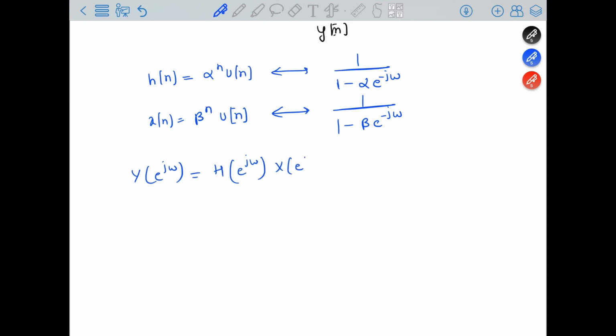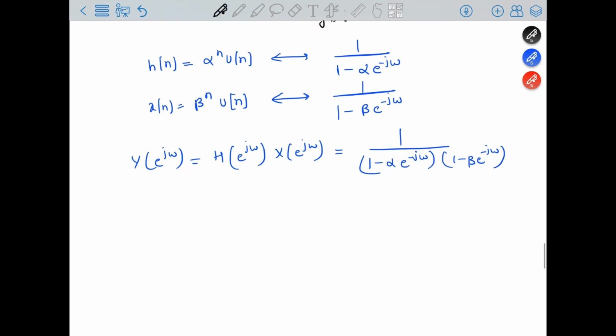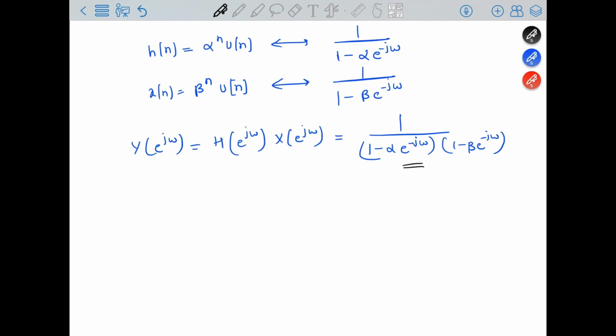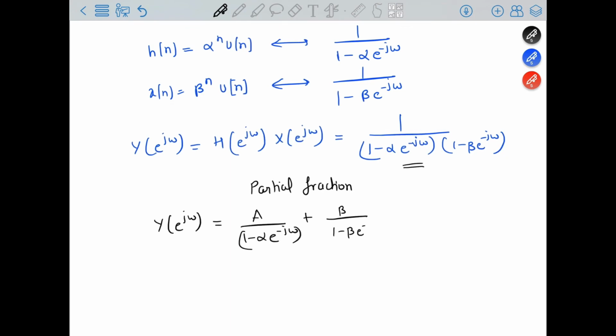So it will be H(e^{jω}) multiplied with X(e^{jω}), and it is quite evident that this value will be 1 over 1 minus α e^{-jω} multiplied with 1 minus β e^{-jω}. Now since this is the form, we can use partial fractions to solve this. We will write the partial fraction expression as Y(e^{jω}) equals A over 1 minus α e^{-jω} plus B over 1 minus β e^{-jω}.